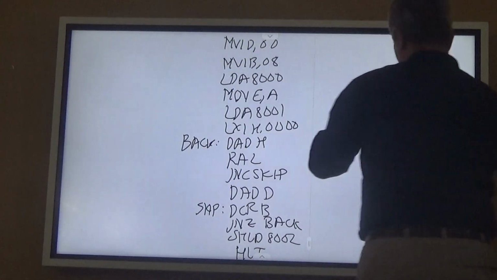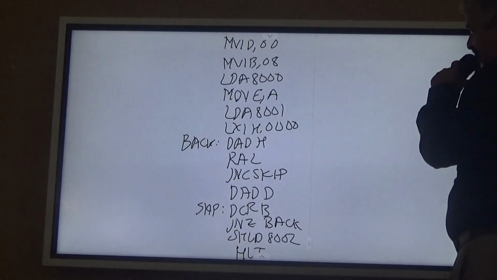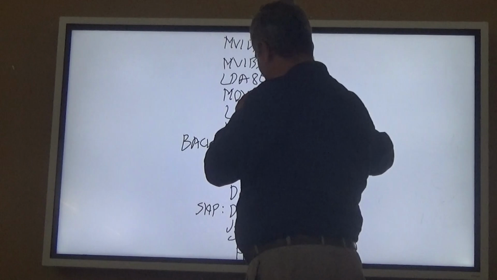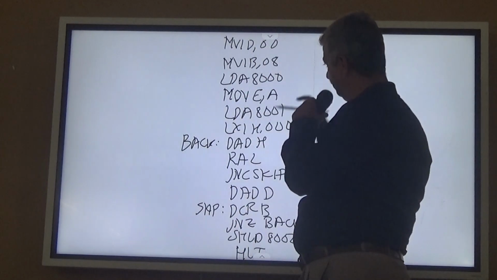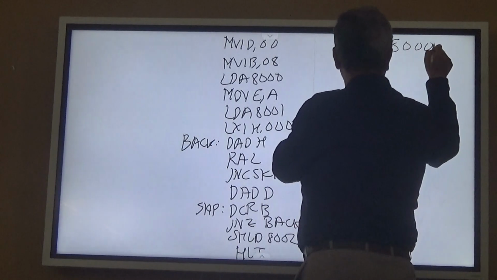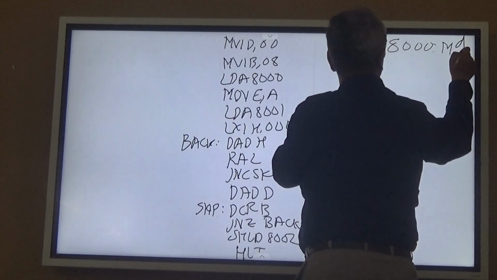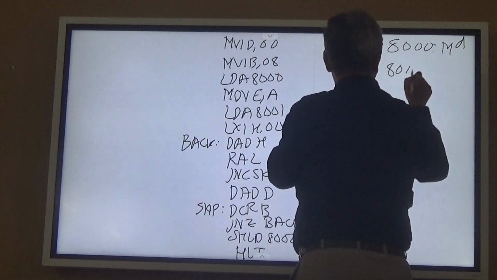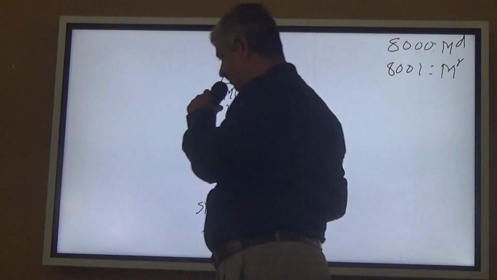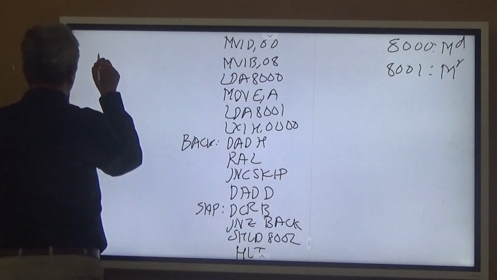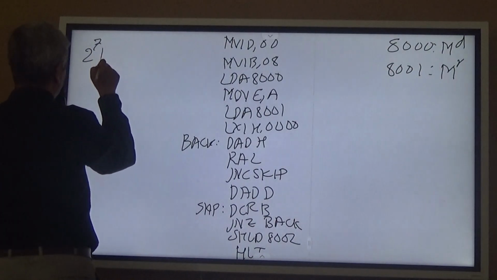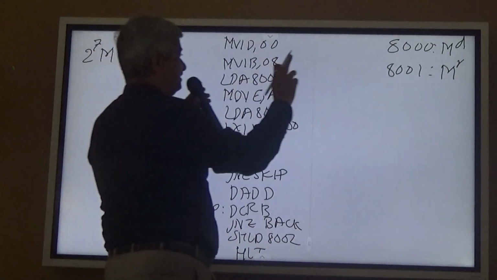So now, the multiplier and multiplicand. I say that E, that is 8000, contains multiplicand and 8001 contains multiplier. Now, what is the multiplication? Do we agree? Multiplication is 2 raised to n, 2 raised to 7 into m. I will say simple m here.